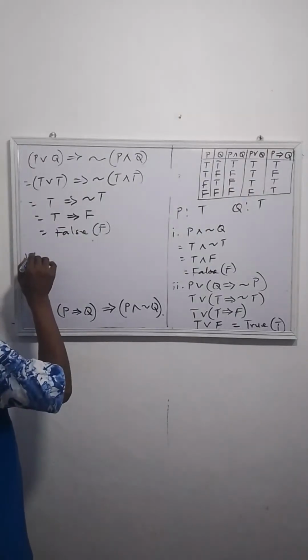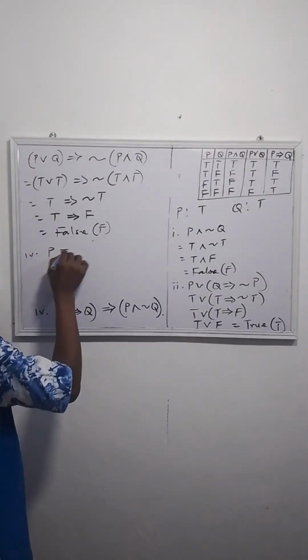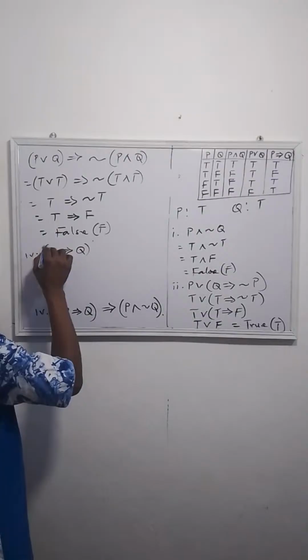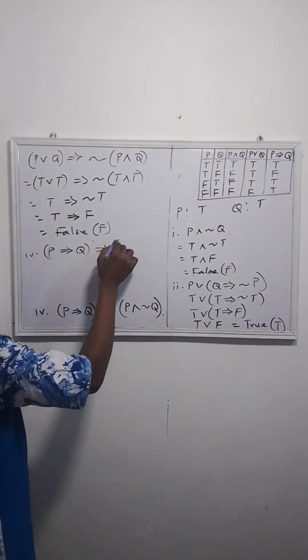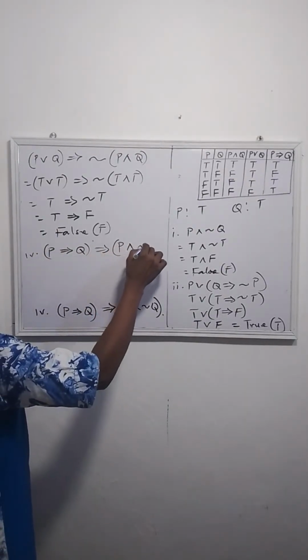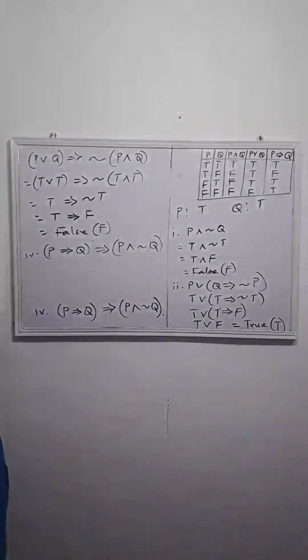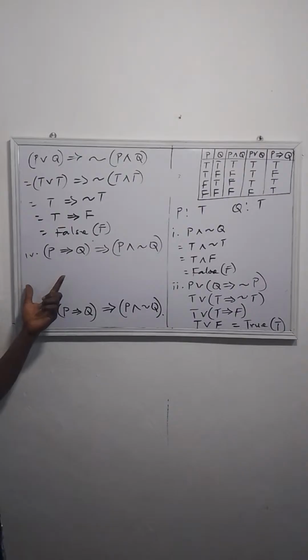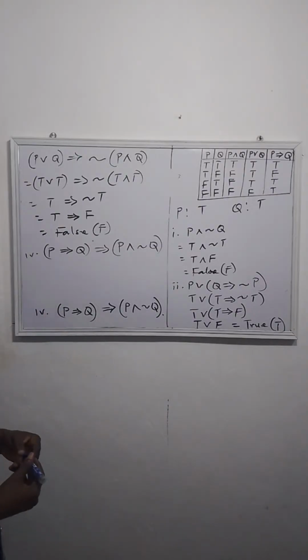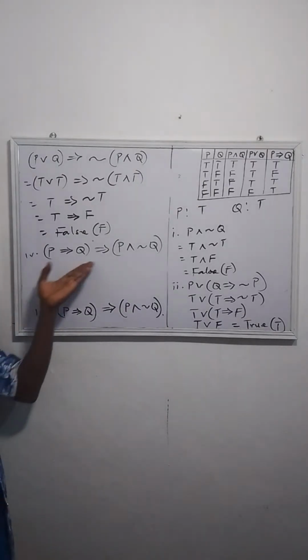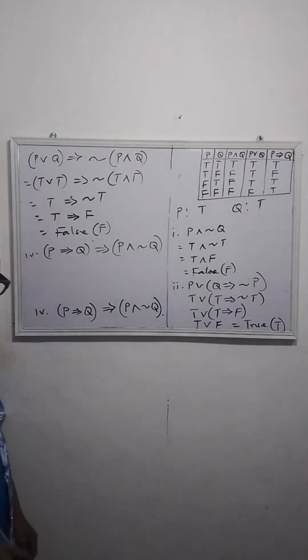We have P implies Q implies P and negation of Q. So can we plug in the values? Okay, now before I do this, I want you to quickly try it and let me know the answer. Drop the answer in the comment section so that I won't be the only person solving the problem. All right, so let's do this. So what is going to be the truth value of this proposition?